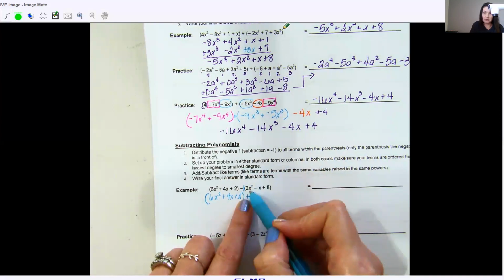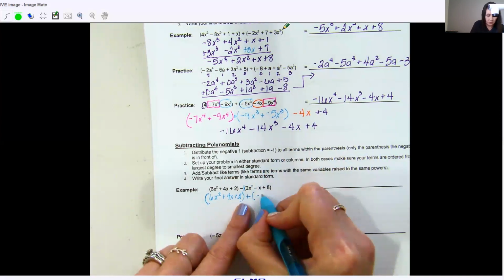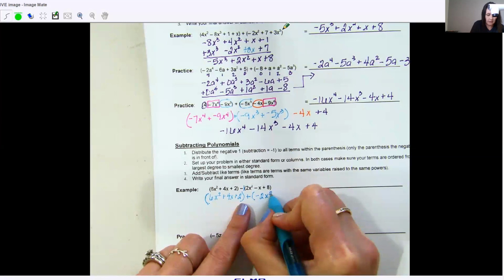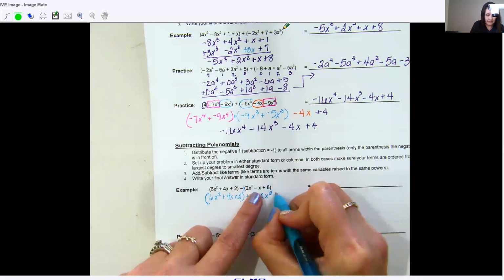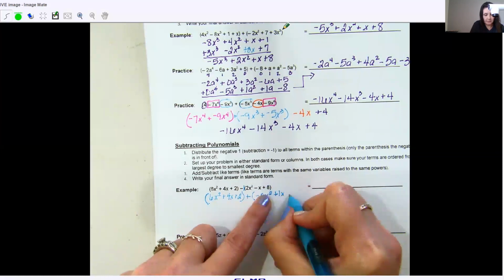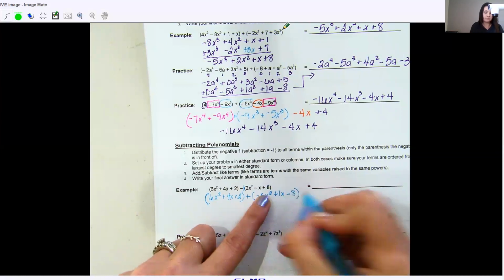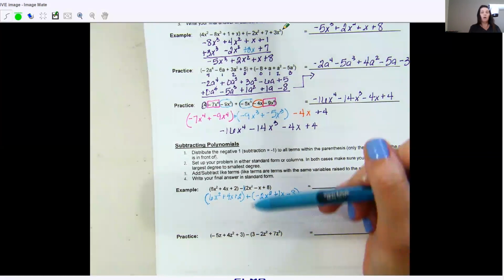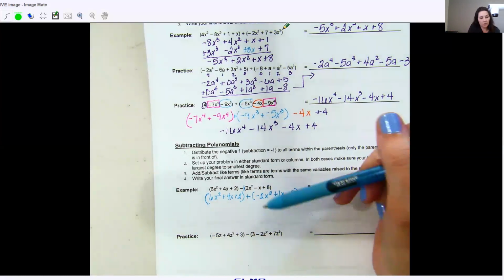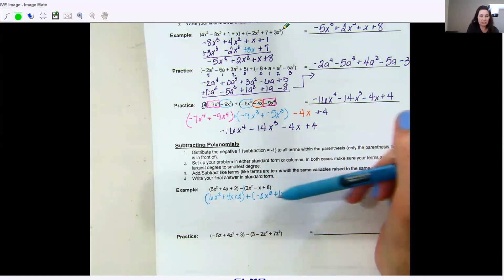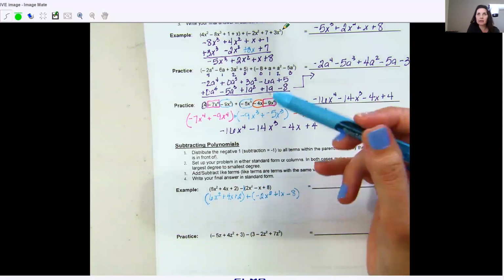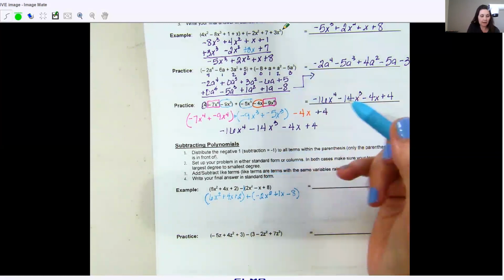So -1 times 2x squared is -2x squared. -1 times the negative x is a positive 1x. And -1 times a positive 8 is a -8. So I've applied the negative to all the terms. I've changed it to addition.